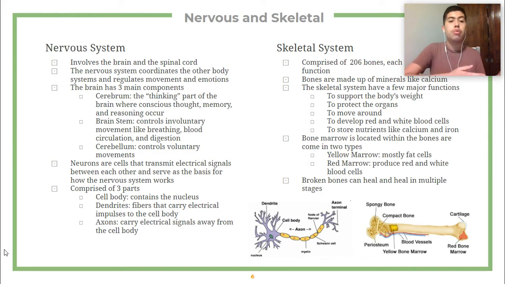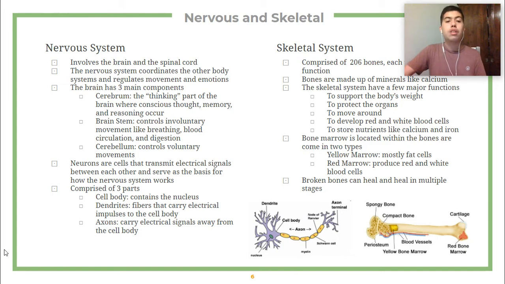And then there's also the brain. And the brain has three main components: the cerebrum, which is the thinking part of the brain where conscious thought, memory, and reasoning occur. Then we have the brainstem, which controls involuntary movement like breathing, blood circulation, and digestion. Remember, involuntary is something that you don't control. So you don't manually breathe, or every time you want to breathe, you don't think, hey, it's time to breathe.